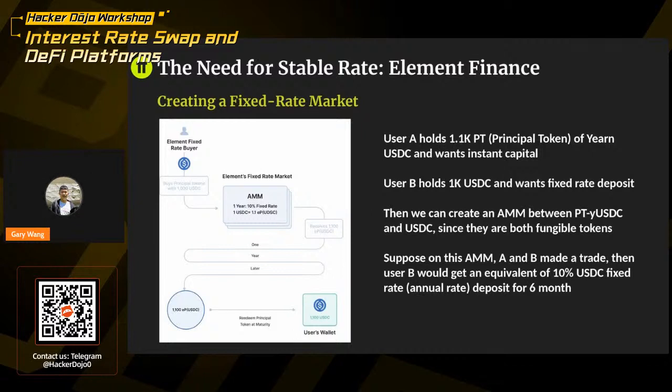So after half a year, the 1K USDC that user B used to trade for the 1.1K principal token can be redeemed for the original USDC, and user B will increase his capital by $100 after half a year. That means a 20% annual fixed yield, an annual fixed interest rate. So A and B made a trade, and user B will get the equivalent of a 10% USDC fixed rate deposit for 6 months.